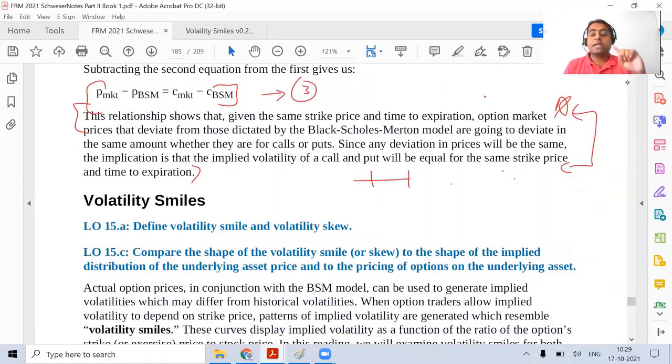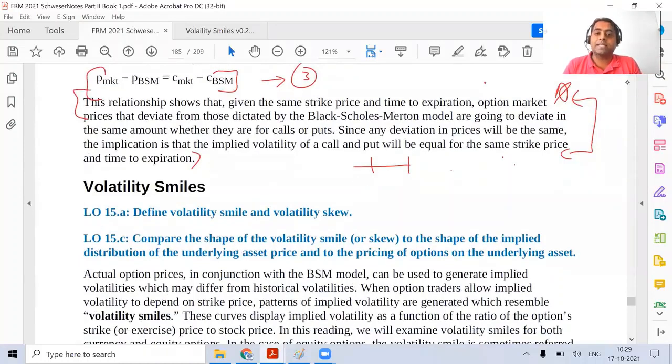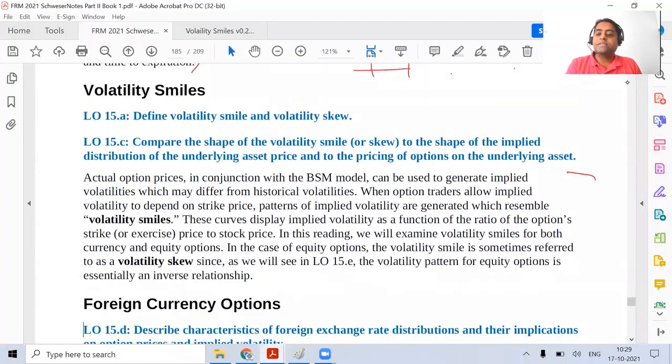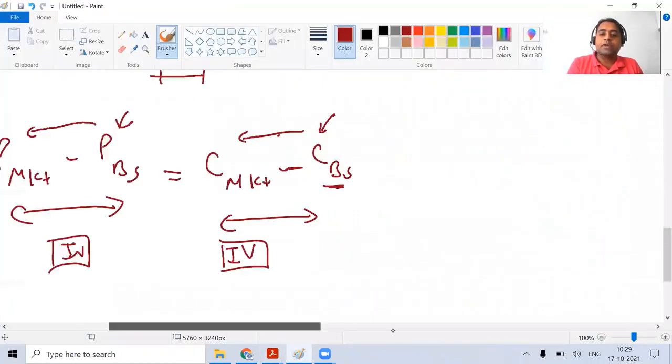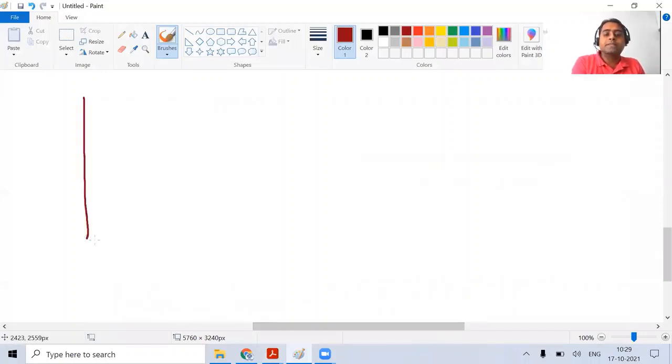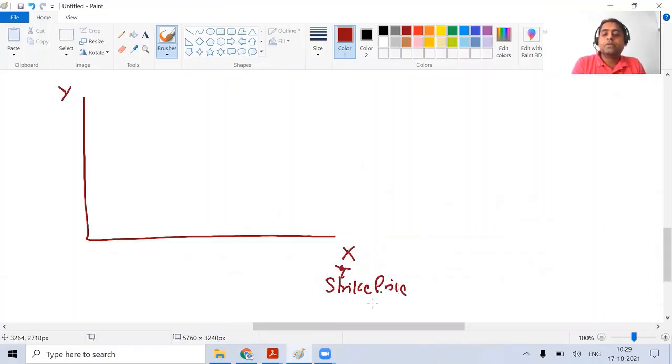Now over here, at the start of this discussion, of this learning objective, we talked about volatility smiles. Over here, they've just given a brief about it. What exactly is a volatility smile? I will be talking about it now. In very simple language, what they are doing is creating a graph with the X axis being the strike price and the Y axis being implied volatility.